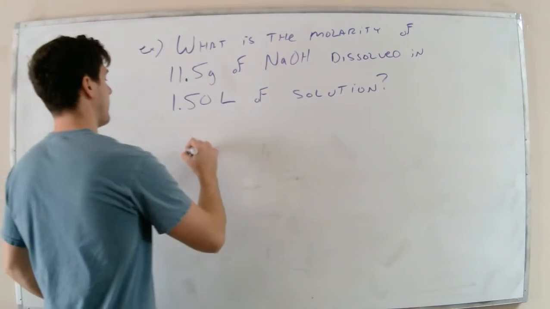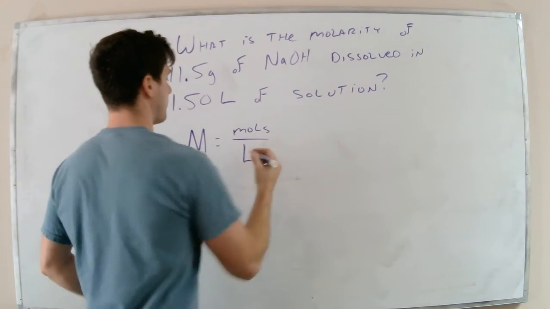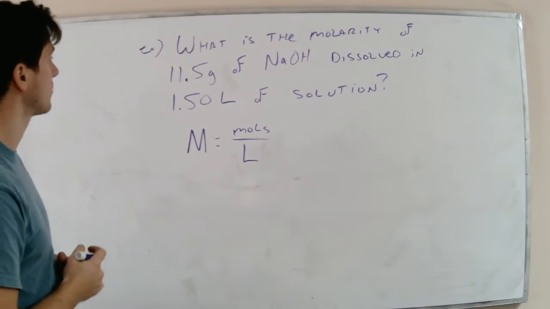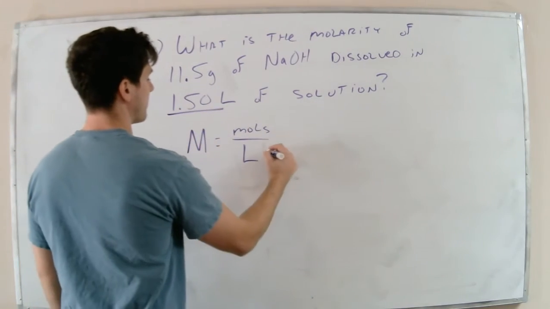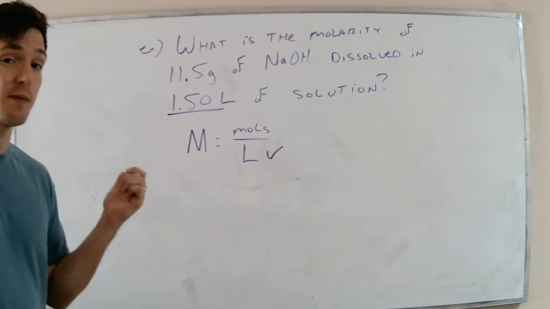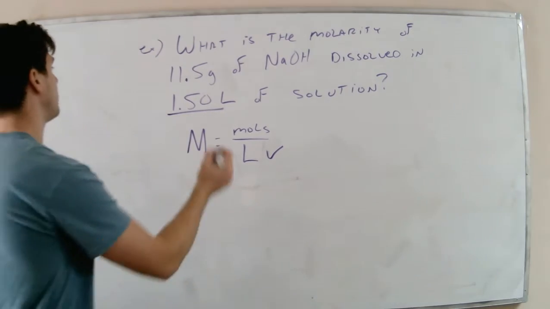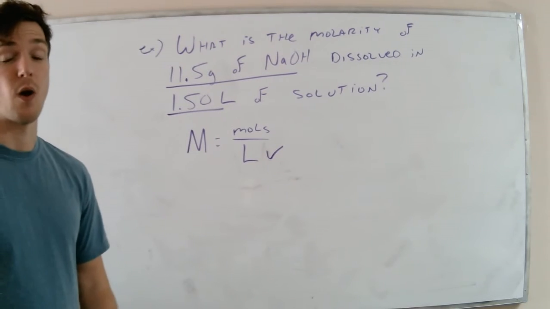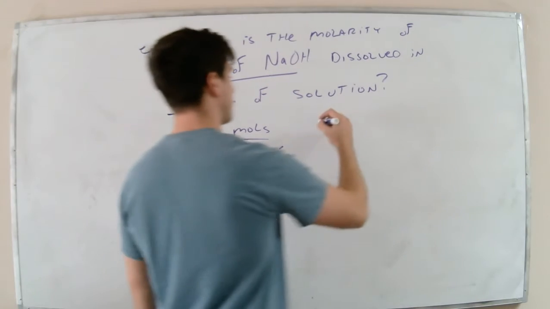If I'm trying to find molarity, I'm looking for moles over liters, okay? So I need to find both those things. Looking at my problem here, luckily, they already gave me liters, right? It's 1.5. But now I need to find moles. Remember, moles of that solute. Well, the only thing they gave me was 11.5 grams of NaOH, so I'm going to have to change that to moles, right? They gave me grams.